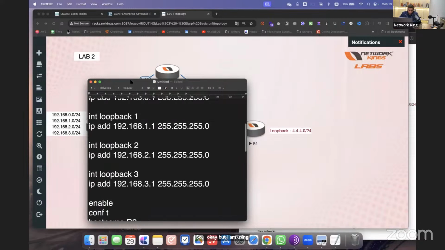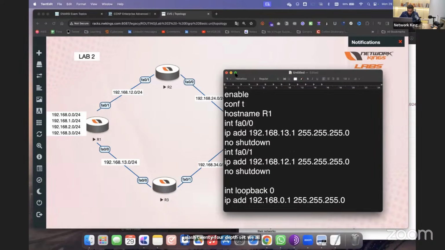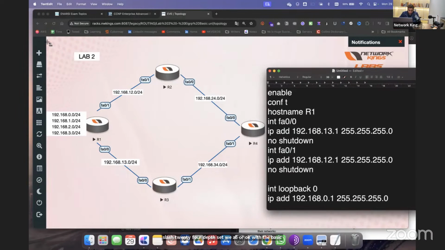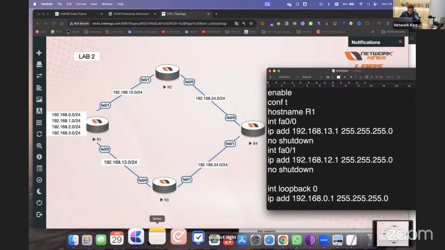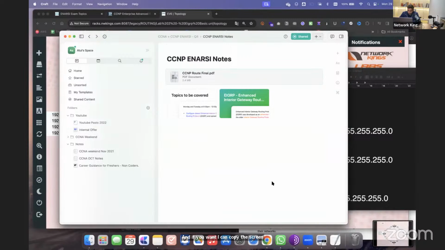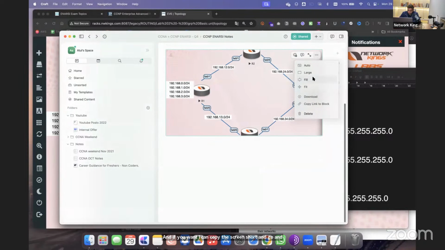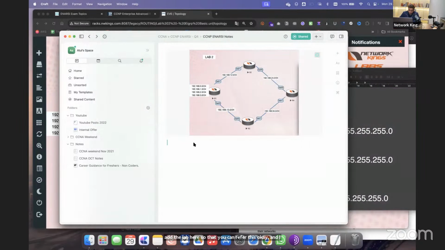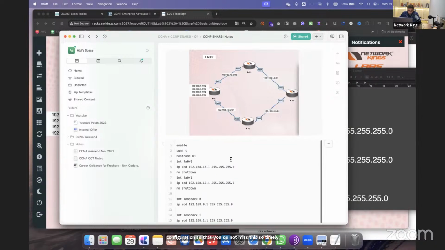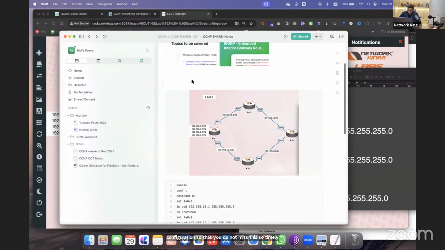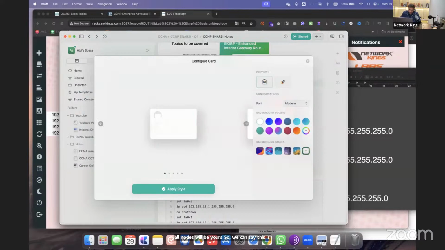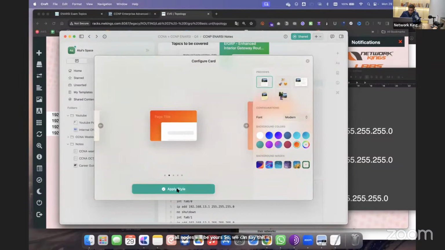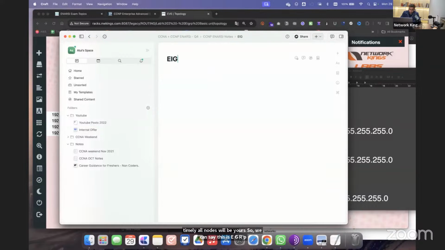That's it. We are all okay with the basic config, right? If you want, I can copy the screenshot and add it to the lab so that you can refer to it. I'm also giving you the basic IP addressing configuration so that you do not miss this. So timely, all nodes will be yours. We can call this the EIGRP basic lab.